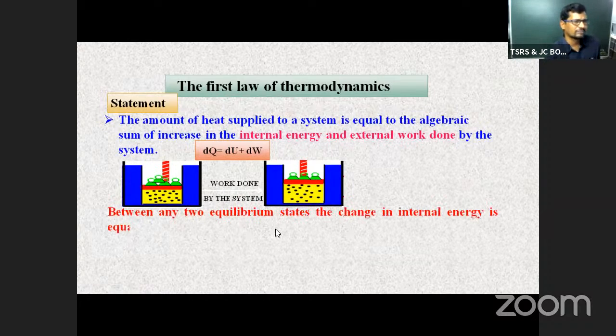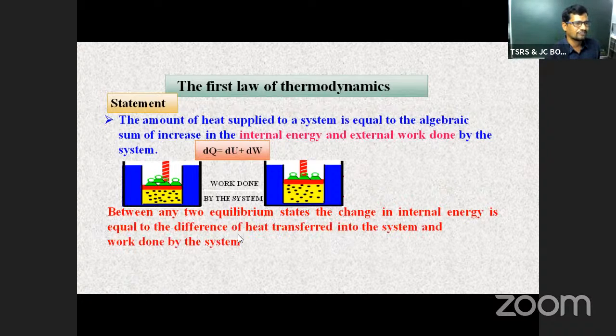Between any two equilibrium states, the change in internal energy is equal to the difference of heat transferred into the system and work done by the system. So from this equation, we can write dU is equal to dQ minus dW, which means the change in internal energy is equal to the difference between supplied heat and work done.